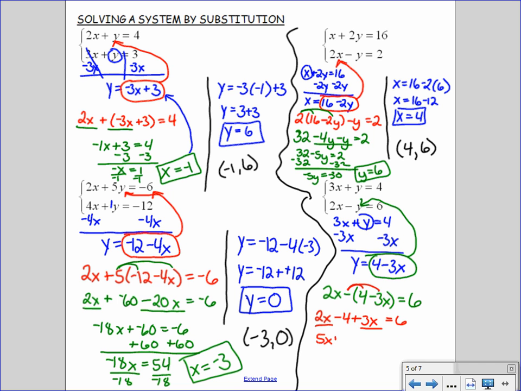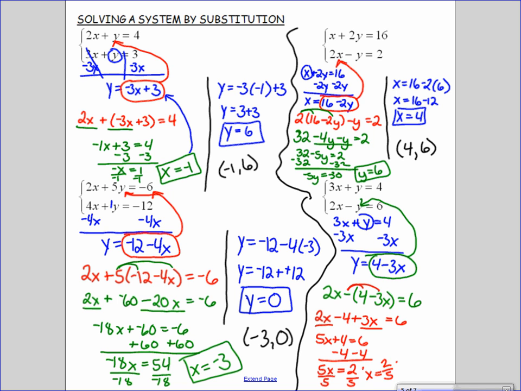We have 5x plus 4 is equal to 6. Subtract 4 from both sides. 5x is equal to 2. Divide by 5. We get that x is equal to 2/5. Ew, fractions. That's okay. I can still find the answer.